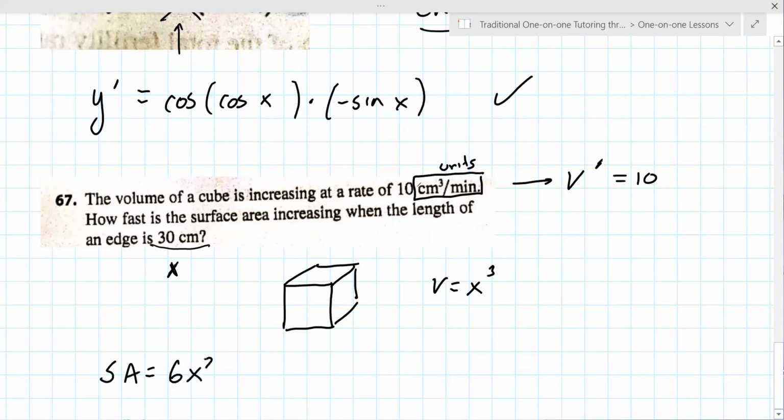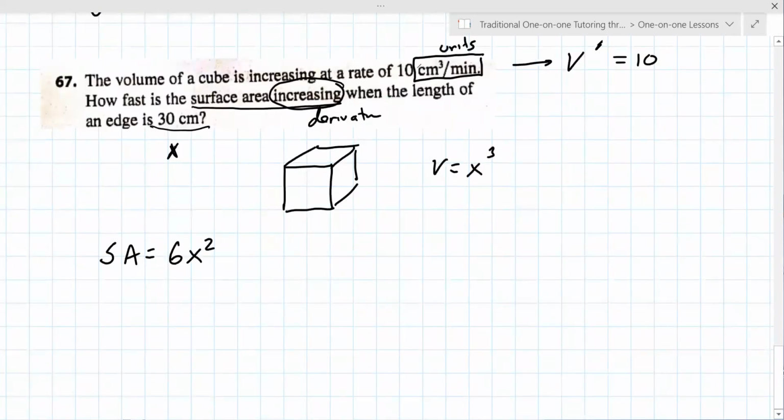So it's 6x squared. I'm just going to tell you that. You assume that's given. Okay, so how fast is the surface area increasing? Whenever you see the word increasing or decreasing, that is also referring to a rate, meaning the derivative. So what is the derivative of this equation? So 12x, but you told me it's x prime. Oh yeah, that's very critical.